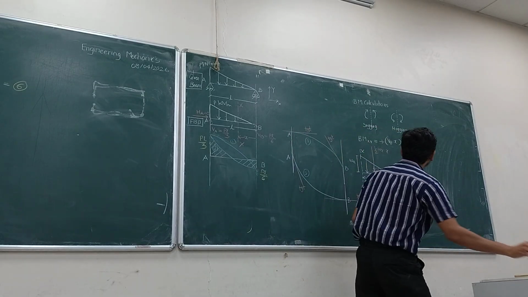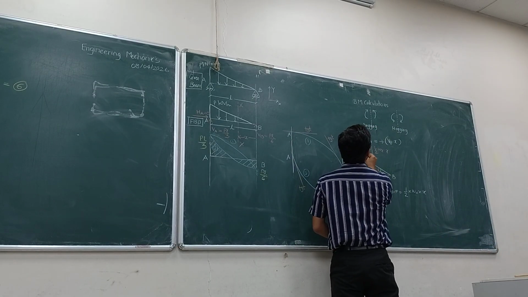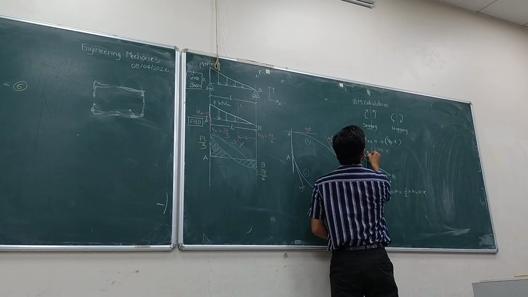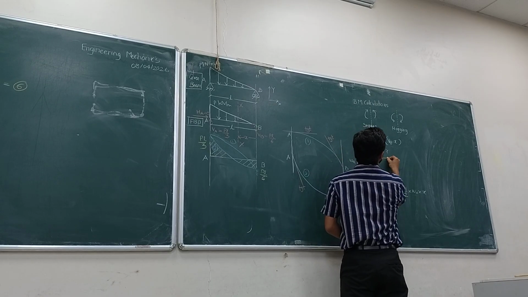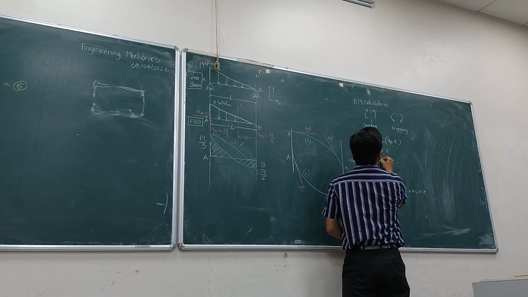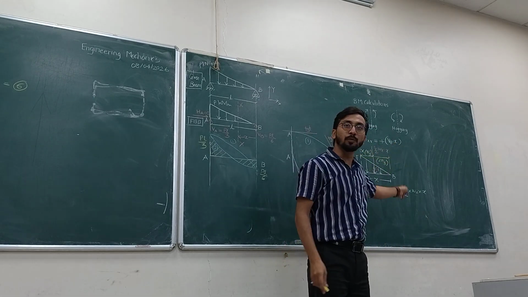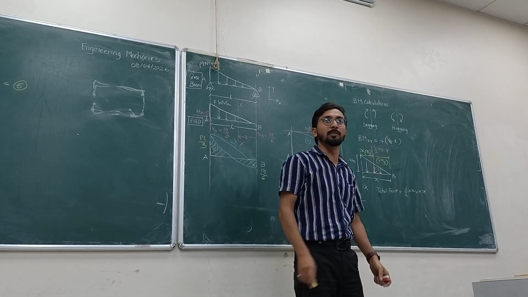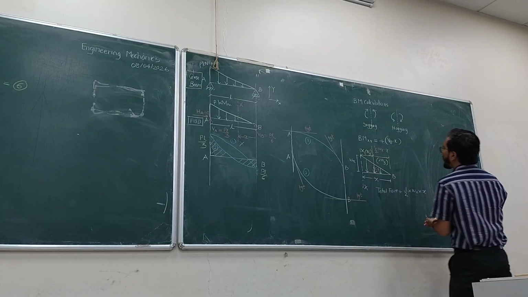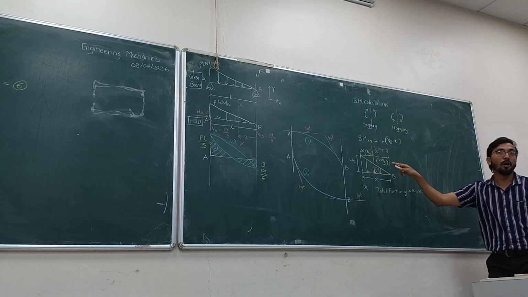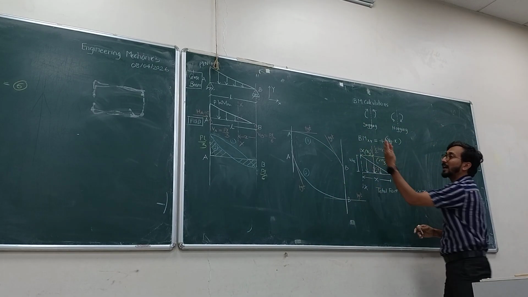किती डिस्टन्स आहे? What is this distance? Tell me. x by 3. X by, and what is this distance? 2x by 3. 2x by 3. Can you write the moment equation for this now? Bending moment. Tell me. Now tell me what is the bending moment of this UVL at section XX.